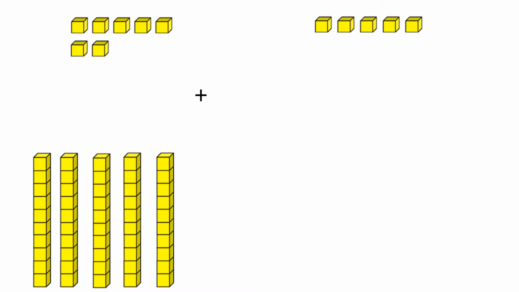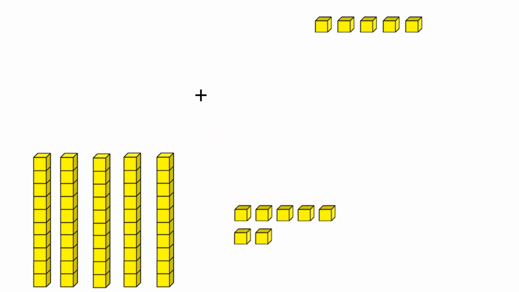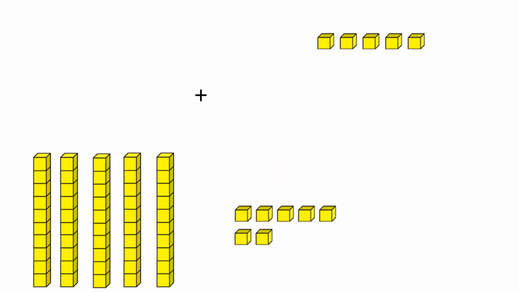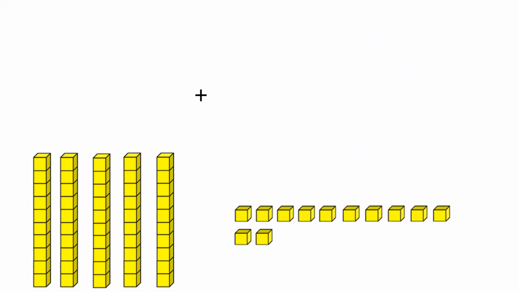Then I need to add my ones. Here's my 7 ones, and here's the other 5 ones. What do you notice that's different to yesterday? If you said that the ones go over 10, then that is the difference. Yesterday, we didn't have any regrouping. Today, we do have some regrouping. And if you remember, regrouping is where we have 10 ones that has to become 1 ten.